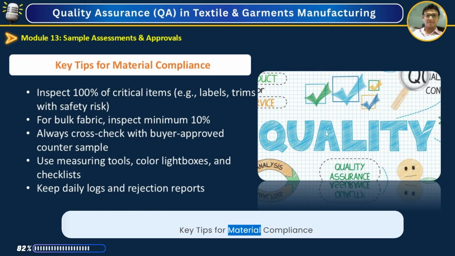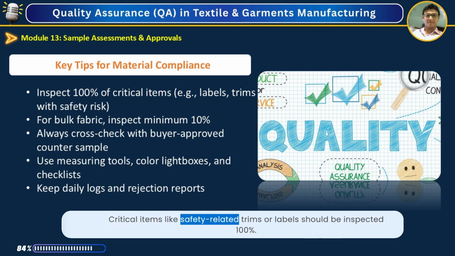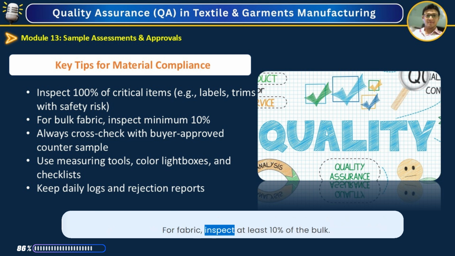Key tips for material compliance. Here are some tips for day-to-day compliance. Critical items like safety-related trims or labels should be inspected 100%. For fabric, inspect at least 10% of the bulk. Always compare against the buyer-approved counter sample. Use tools like measuring tapes, lightbox, and structured checklists. Finally, log everything daily and report any rejections promptly.